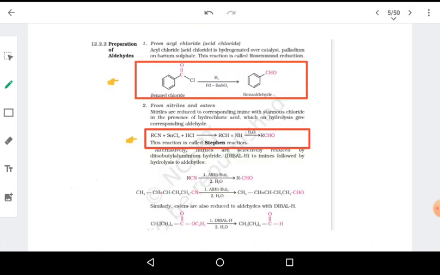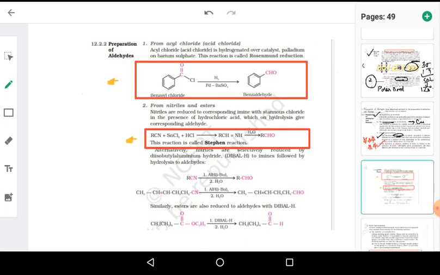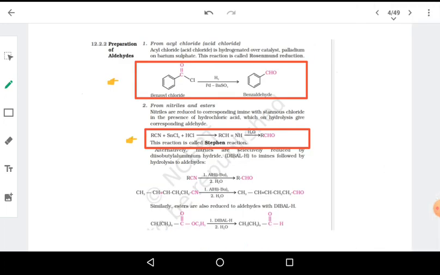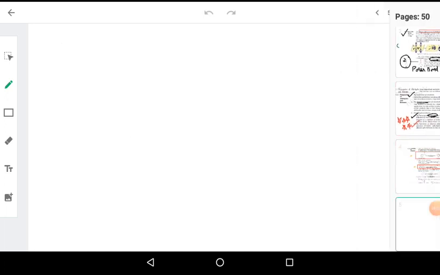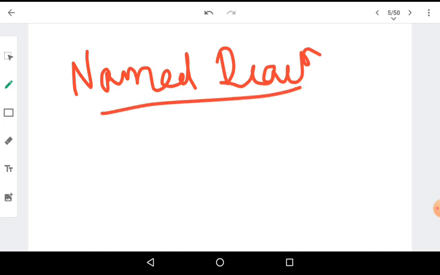Let us now, so I'll just clear this slide. Okay, so let us move on to the general methods of preparation of aldehydes. Now, this chapter is a very famous chapter. What is the reason? It has so many named reactions in it. So how to deal with named reactions? There is only one way to deal with it.